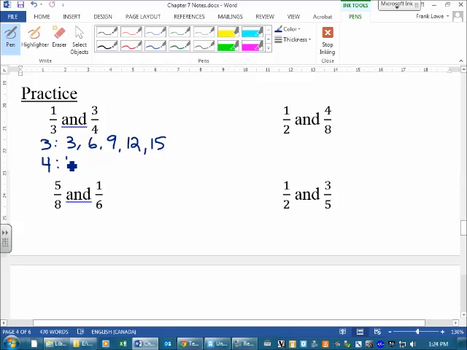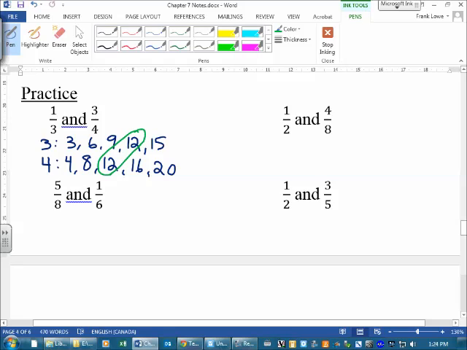For 4 it is 4, 8. Oops, what am I doing? Sorry. 4, 8, 12, 16, 20. Then you look at your list and ask, what's the smallest number that 3 and 4 both have in common? Oh, there it is right there. It's 12.